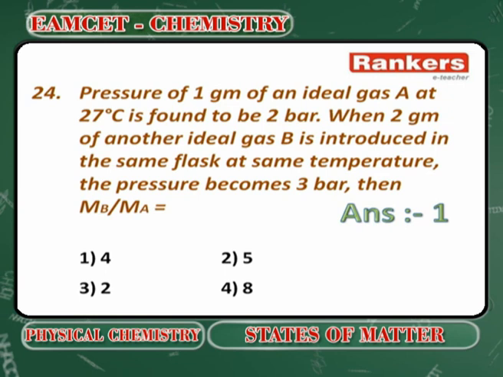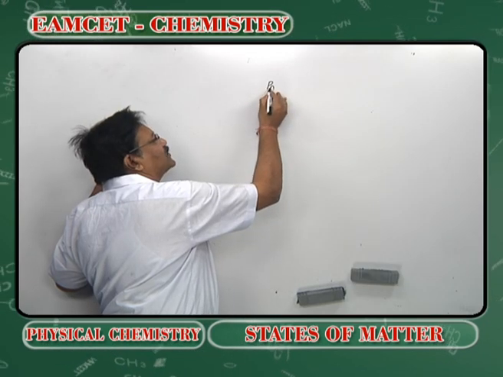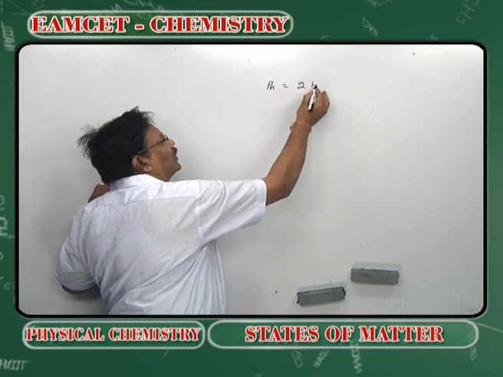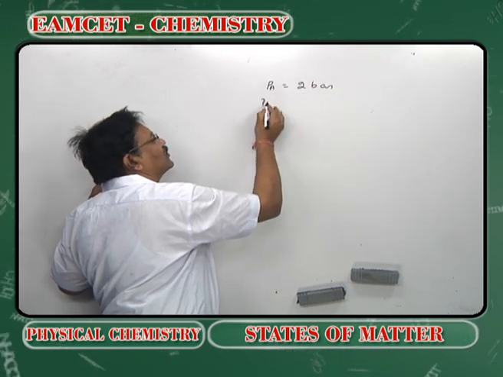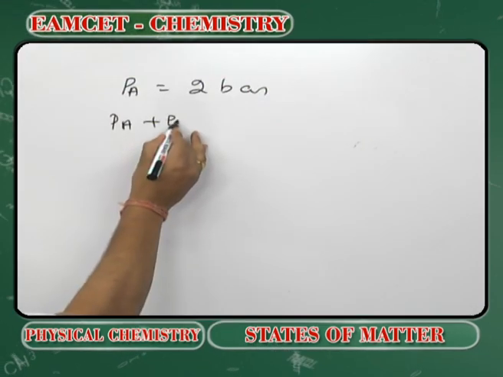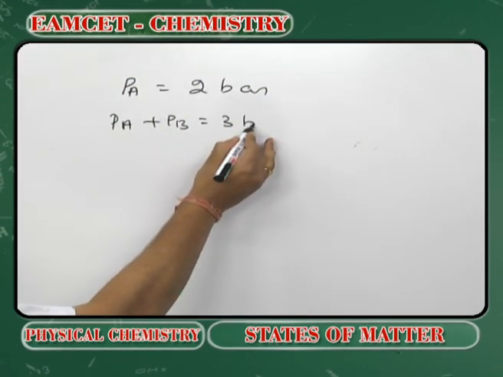Now the pressure of 1 gram of an ideal gas at 27 degrees centigrade is found to be 2 bar. When 2 grams of another ideal gas is introduced in the same flask at the same temperature, the pressure becomes 3 bar. Then what is the ratio of MB by MA? Now coming to the point, when A alone is present, what is the pressure? 2 bar. When B is introduced, what is the pressure? PA plus PB has become 3 bar. What does it imply?